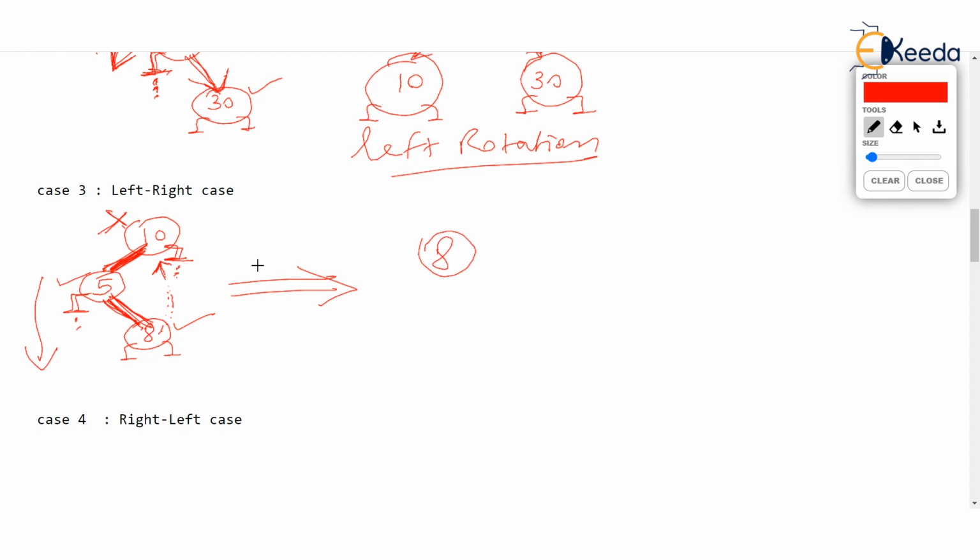Okay, come again. 10 was not balanced due to the left-right case. Then whoever is that right child, that is 8, is simply put at the place of 10. Now you tell me, if 8 goes as the parent, then left of 8 will remain 5, isn't it? But where will 10 go? Because 8 has occupied the place of 10. 10 will go to the right of 8 because 10 is larger than 8. And this is the tree we get.